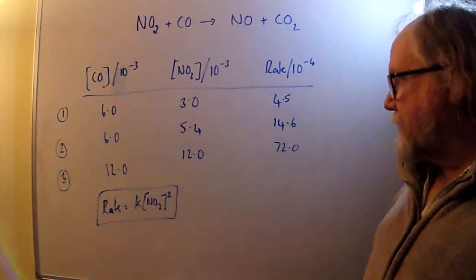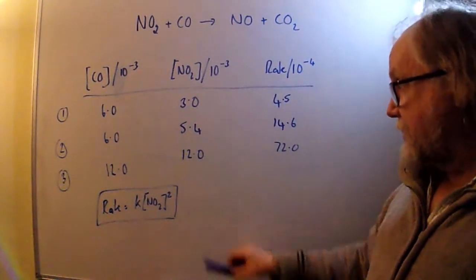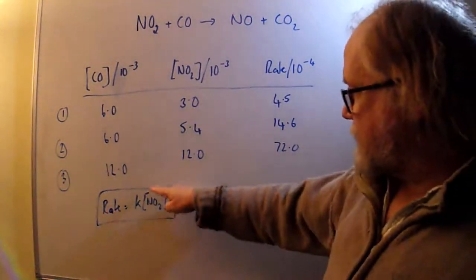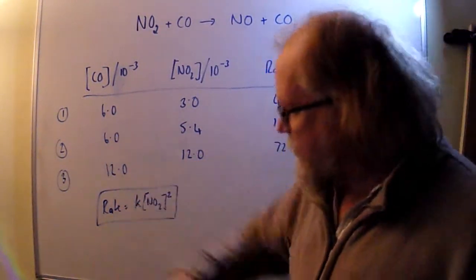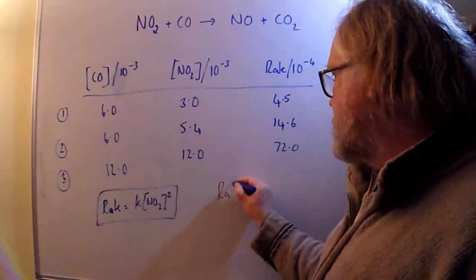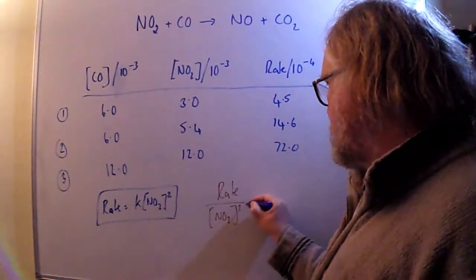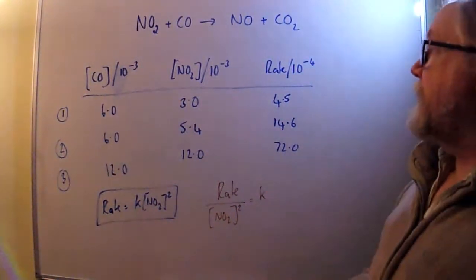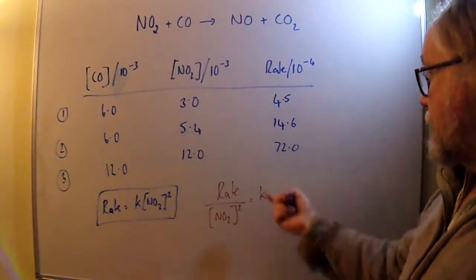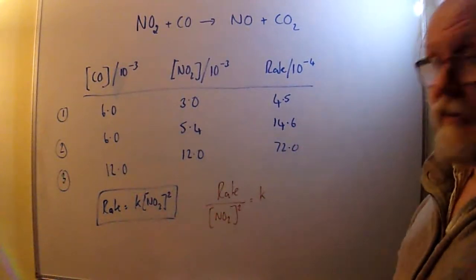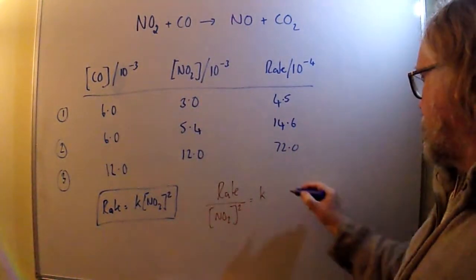The next job is to find the value of the rate constant. So we've got our rate equation. What we need to do is just rearrange that to make K the subject. So you can see we've just got to take the NO2 squared term and move it over to the other side. So as always, it just slides diagonally across. So we get rate divided by NO2 squared is equal to K. And then we can choose any one of these rows and just plug the numbers in, and they would all give the same answer, because that's the point about the rate equation. So if we just choose the first row, but as I say, you could use any of them.